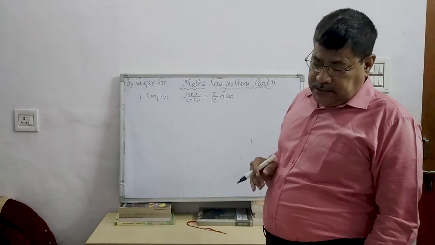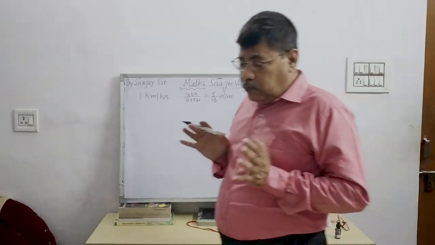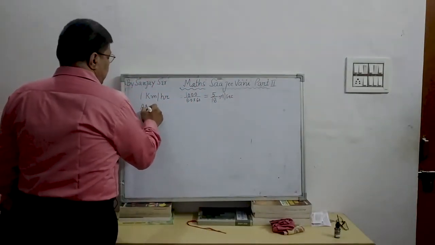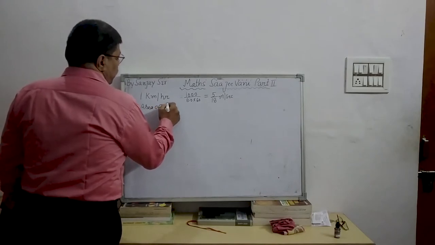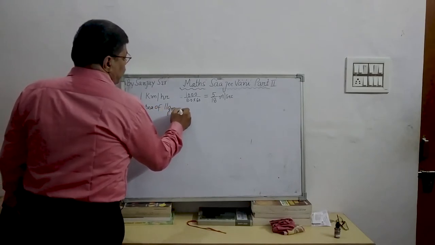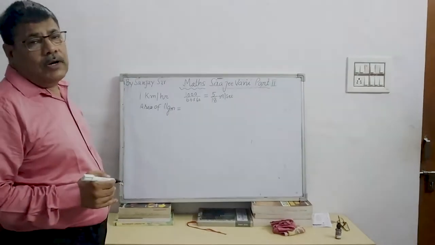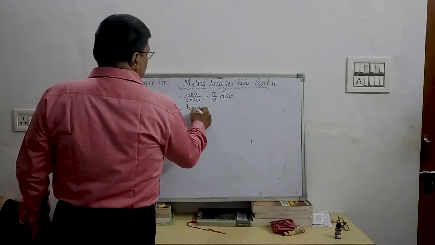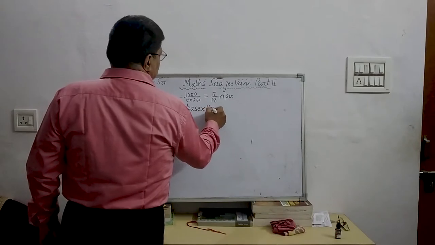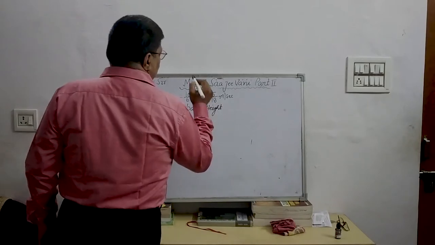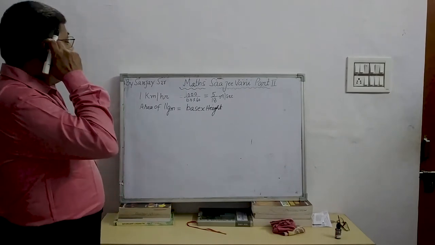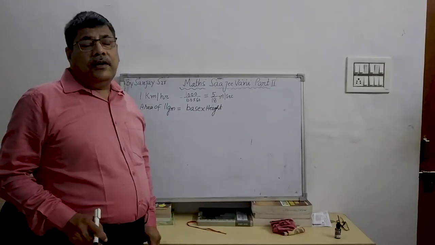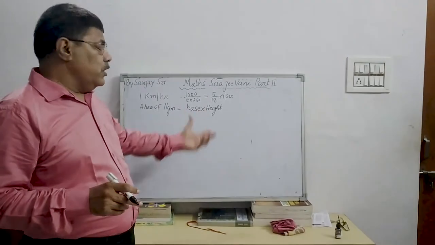Second, suppose you have to find the area of a parallelogram. How will you find out the area of a parallelogram? The area of a parallelogram is found by this simple formula: base into height. Base into height. This is the formula for finding the area of the parallelogram. Sometimes in place of height, altitude is written, but it is the same thing.